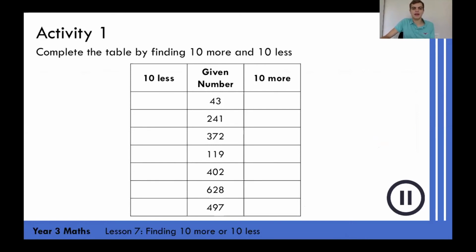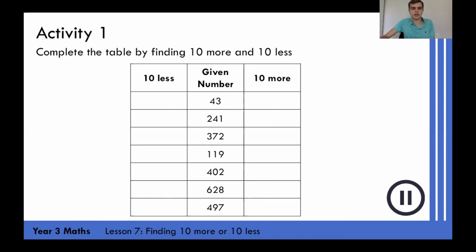Okay, activity number 1 then today is I want you to find 10 less and 10 more than these numbers. So we've got the number 43, 241, 372, 119, 402, 628 and 497. On this side, I want you to find 10 less than each number. So 10 less than 43, 10 less than 241. And on this side of the grid, I want you to find 10 more. So 10 more than 43, 10 more than 241. So pause the video here, have a go at these, and then click play, and we will have a go at answering them together. Well done.